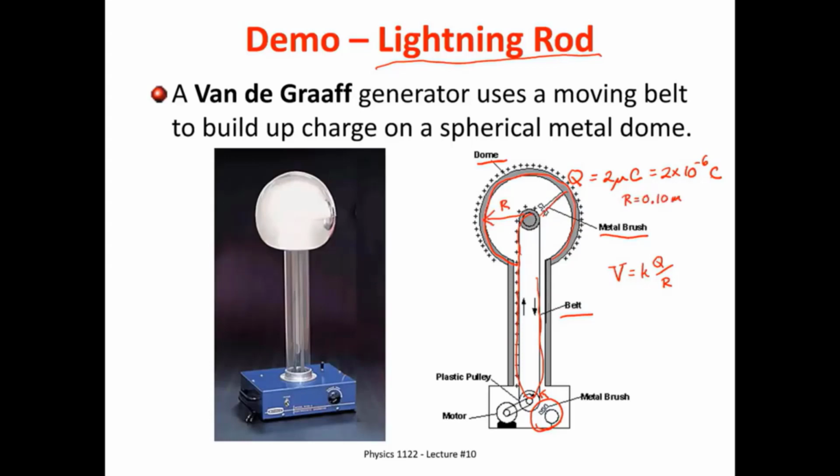So if you plug in the k, Q, and R values, you can calculate the voltage on the dome, and it works out to be 1.8 times 10 to the 5 volts, or 180 kilovolts, which is a pretty impressive voltage. And so that's what I'm going to demonstrate the effect of. Just for comparison, the voltage that comes out of your wall outlet is 120 volts RMS, or 170 peak voltage. It's an AC voltage, so it's a little different, but it's nowhere near this 180 kilovolts.